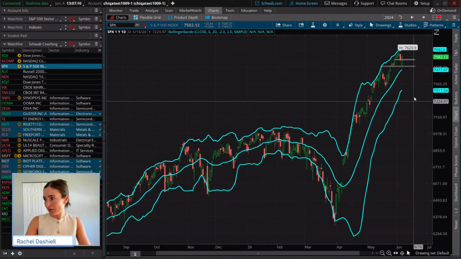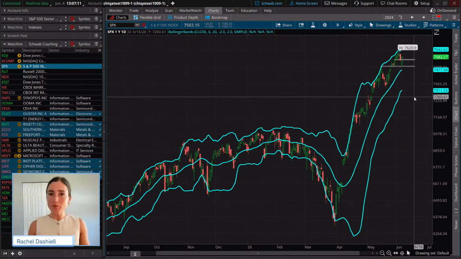And those of you that have not seen a normal distribution curve, tell me in the chat if you'd like me to draw that. But for those of you that have heard about the Bollinger Bands, have used it before, this is kind of what we're looking at. So we have 95% of the price action here.